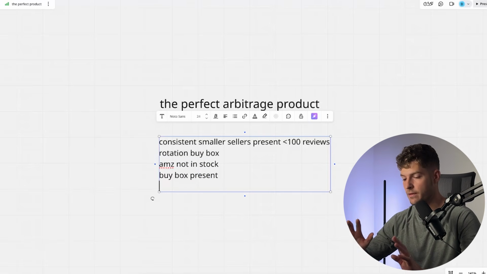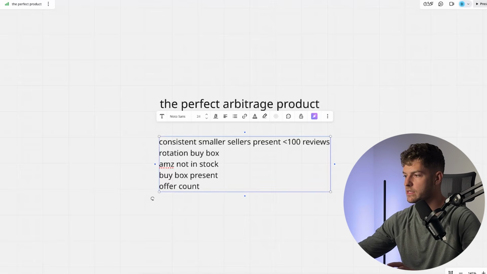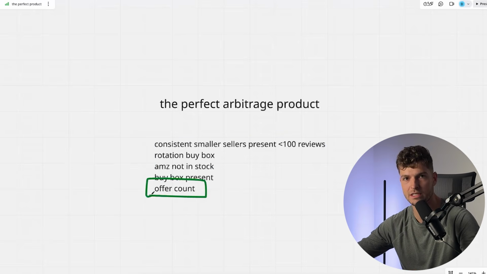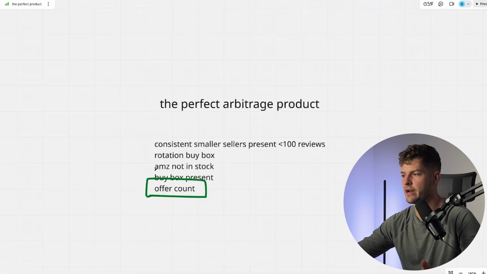Now, the most important thing, the number one thing that goes into it is always going to be the offer count. This is the number one most crucial thing that ever exists for an arbitrage product. That's going to tell you the consistency and length of the product. And I have some examples here that I want to show you that are going to highlight exactly what I'm talking about here, and hopefully paint a picture and show you, hey, this actually makes sense here. What Dave's saying here makes complete sense.